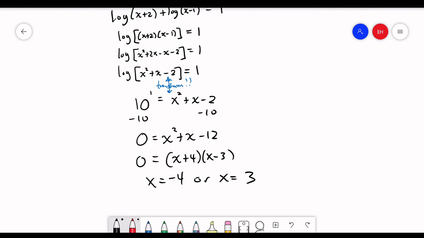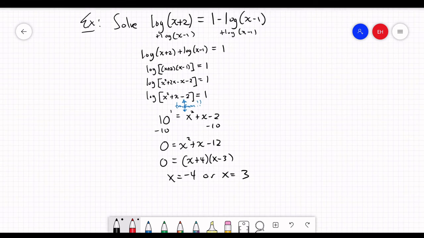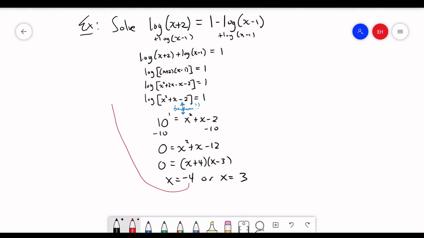But I'm remembering that I need to check these because I don't want to have a negative number go into the log. So if I put in negative 4, that first one's going to be negative 4 plus 2. Log of negative 2 is going to be undefined. So another extraneous solution, throw that garbage out of here. But x equals 3 is fine because in the first log, it's 3 plus 2, so that's log 5. That's fine. And then the second one, it's going to be a positive number as well.